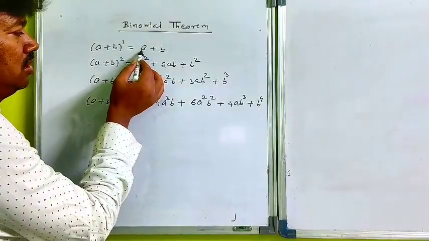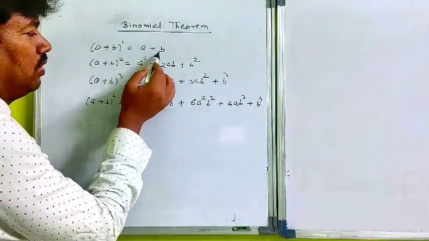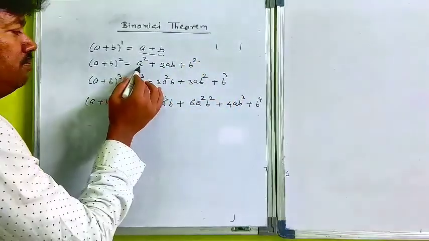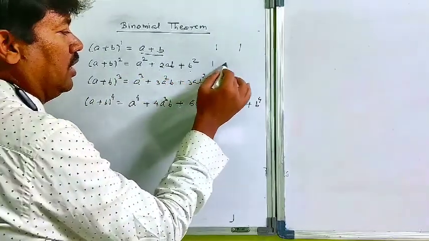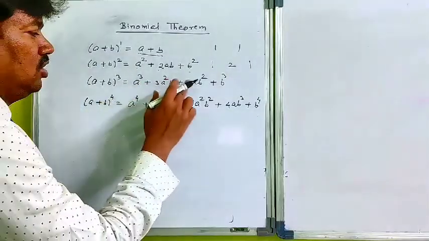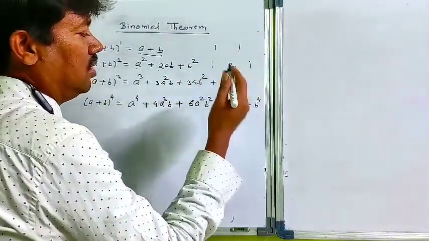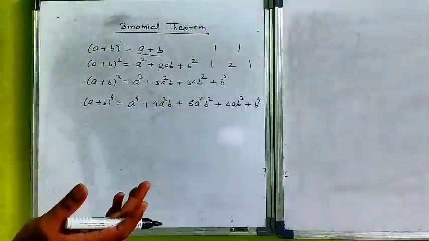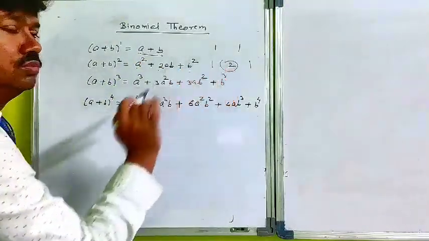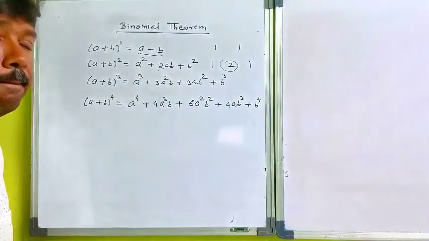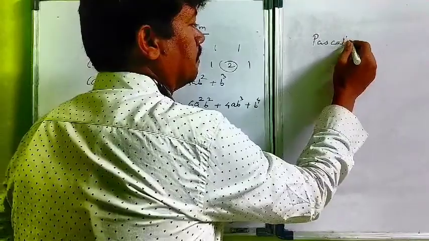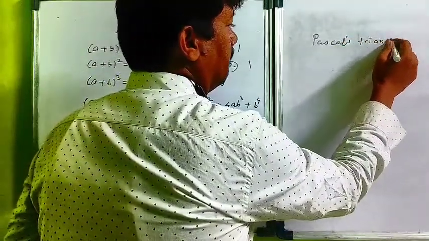If you look at this, the coefficients are 1, 1 in this. After that, the coefficients become 1, 2, 1. Next is 1, 3, 3, 1. So how are we getting these coefficients? Basically, the sum of these two, 1 and 1, will give the 2. That is called Pascal's triangle. The Pascal's coefficients.